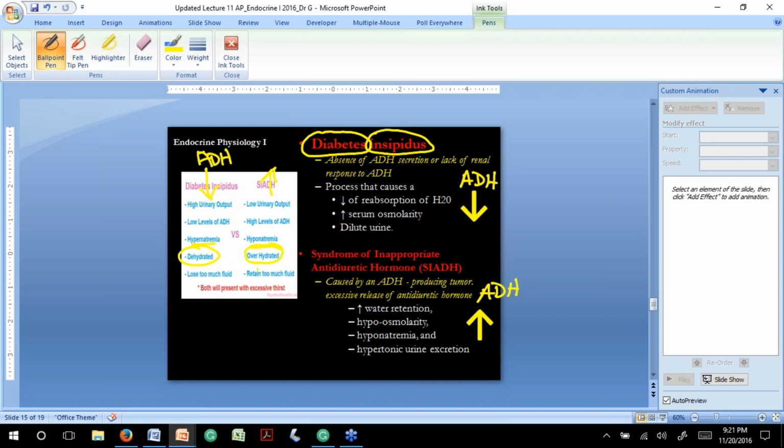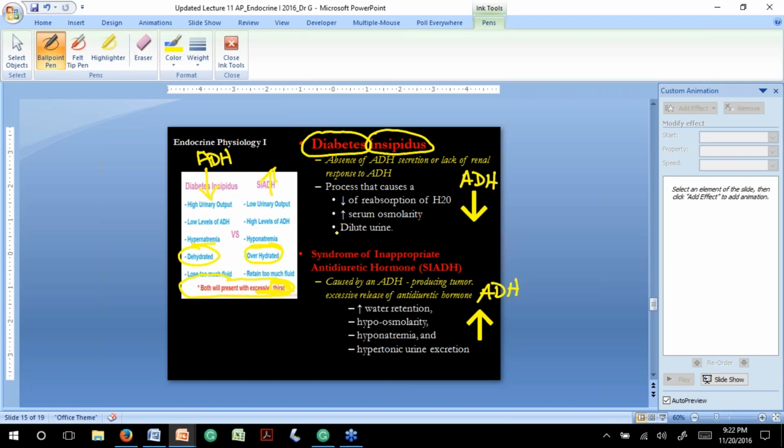All right, so one thing here is in common, and you will tell me why. Both present excessive thirst. Make sense or no? So let's think why. First of all, if you are dehydrated with low ADH in diabetes insipidus, you pee a lot. It's called diabetes insipidus because it looks like diabetes, because you pee a lot, but it's not diabetes. And obviously you're going to be dehydrated, so you need to drink water. And if you're overhydrated, that is in relation to the hyponatremia.